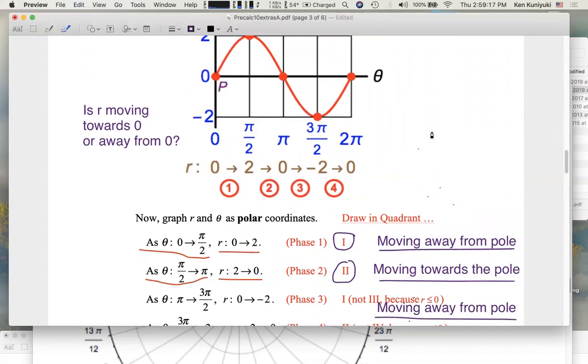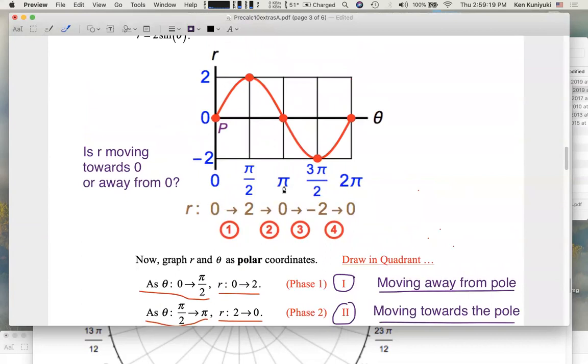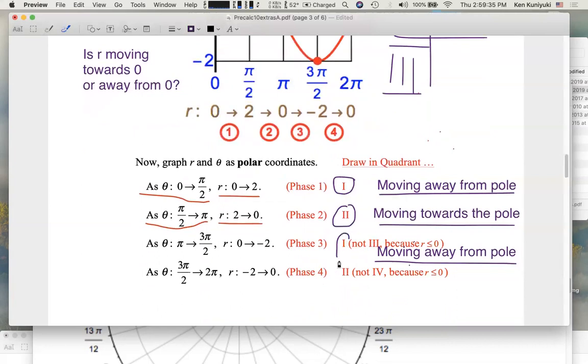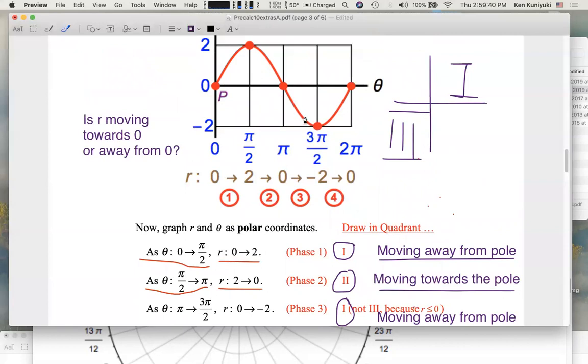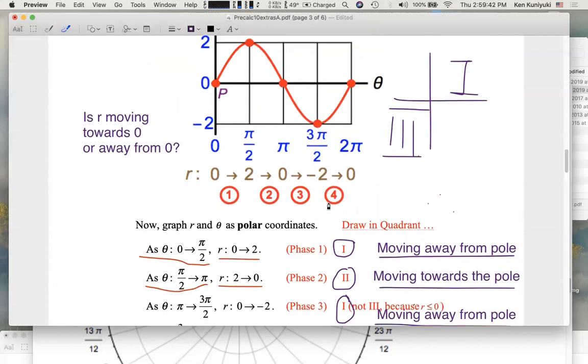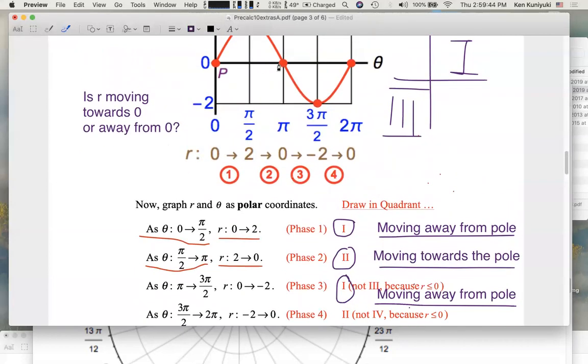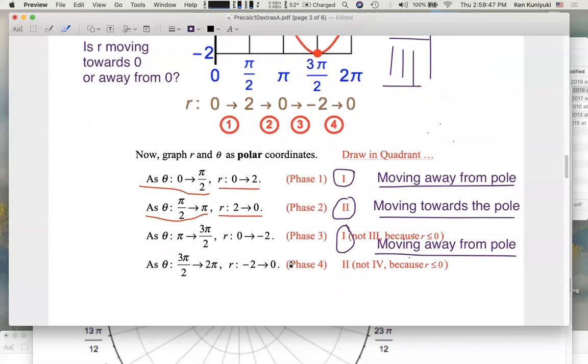But what quadrant are we in? If theta is going from pi to 3 pi over 2, we might think we're in quadrant 3. That would be true if R is positive. But wait, R is negative. So we're not going through quadrant 3. We're going through the opposing quadrant, quadrant 1. So we're actually moving through quadrant 1 because R is negative in this phase. R is 0 over here at pi.